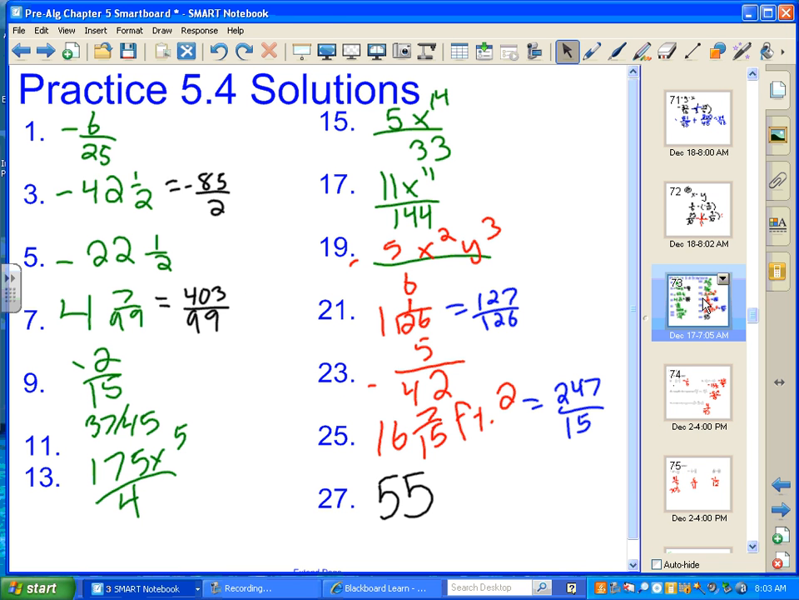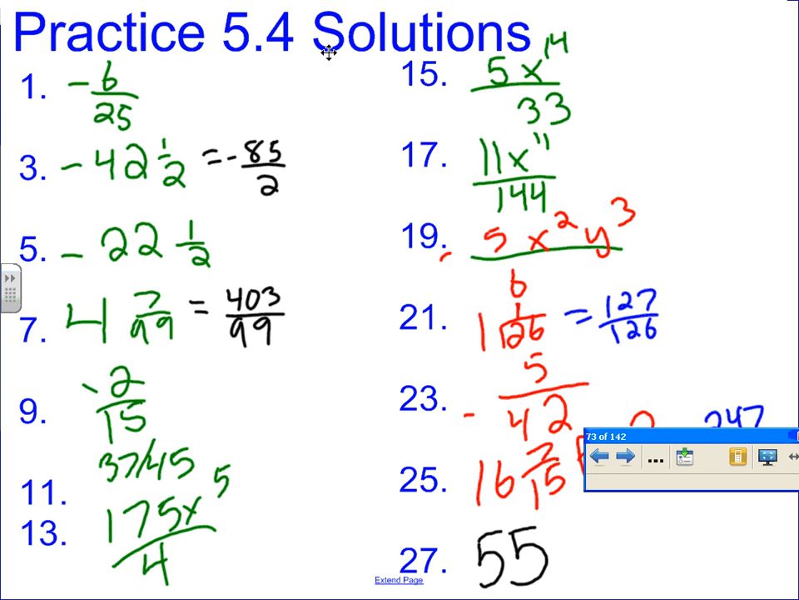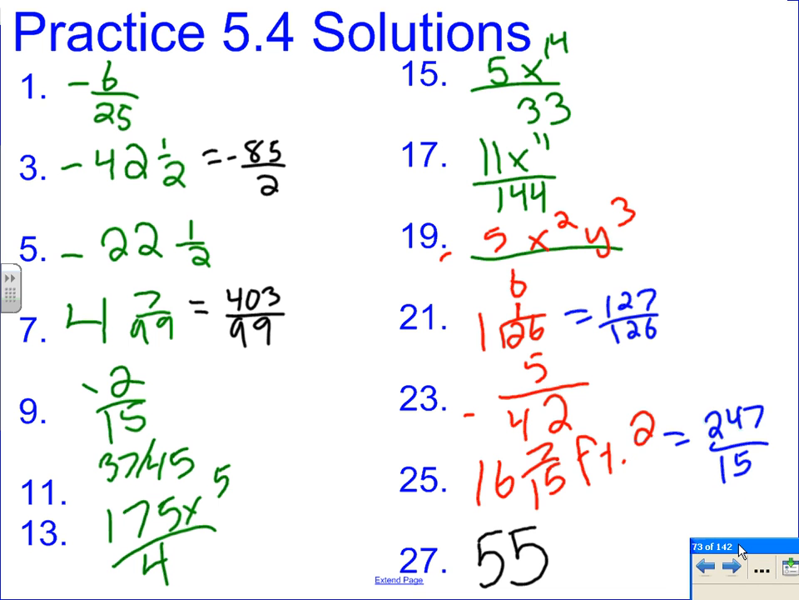Okay, I'm going to read over these ones just for time. All right, so number 1 on 5.4 should be negative 6 over 25. Number 3, negative 42 and a half, or negative 85 over 2. Number 5, negative 22 and a half, or negative 45 over 2. You can put the negative wherever you want.